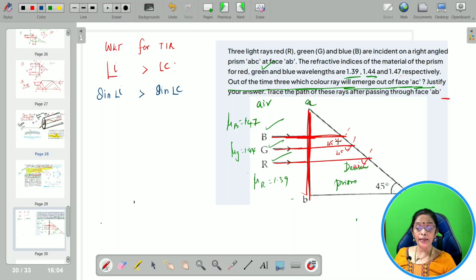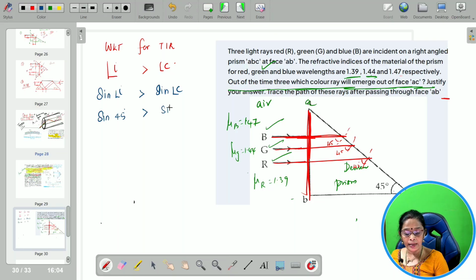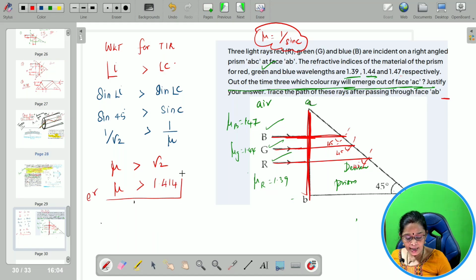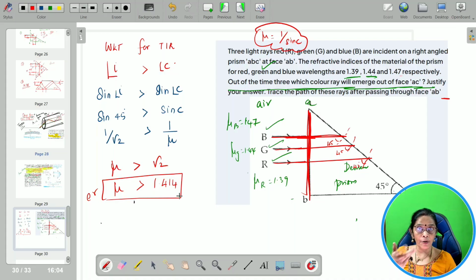What is the angle of incidence here, children? The angle of incidence is 45 degrees. So, therefore, I am writing sine 45 degrees must be greater than sine C. Sine 45 degrees is 1 by root 2, which must be greater than 1 by mu. How do you know? Because mu is equal to 1 by sine C. That is what you have learnt in TIR. That is a formula. So, now cross multiply. Mu is greater than root 2, or mu must be greater than 1.414. If the refractive index is greater than 1.414, then you can say TIR takes place.